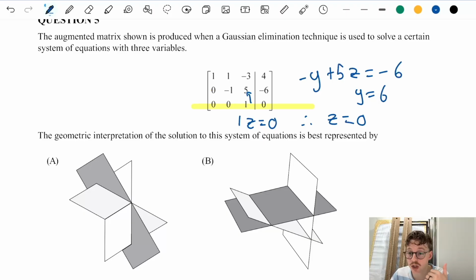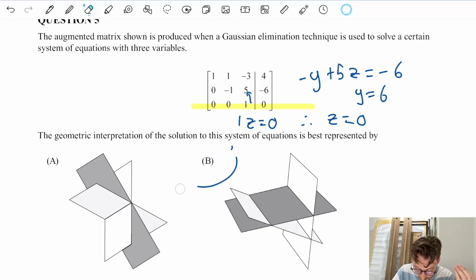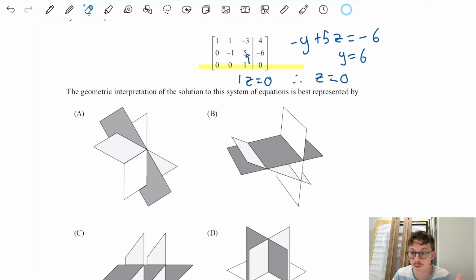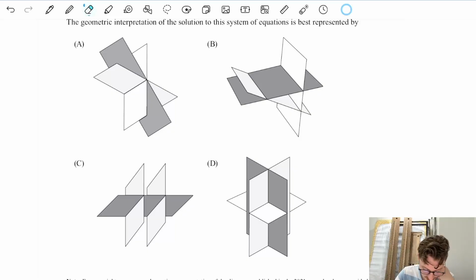Your other options are no solution. That would be like something in B where none of the planes intersect. You could have infinite solutions. That would be something like in part A where they intersect in a line. That is not what's being represented here. What's being represented here by this system is a unique solution. And you can see I kind of demonstrated why it's a unique solution above, which means I need to pick the system that is going to give me a unique solution.